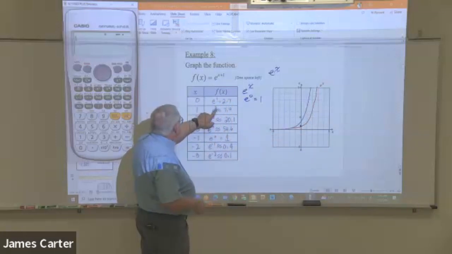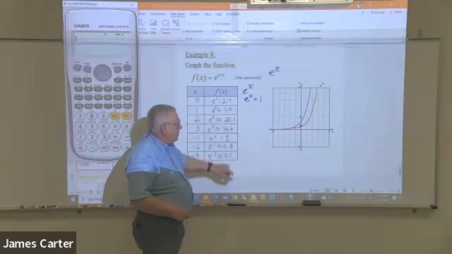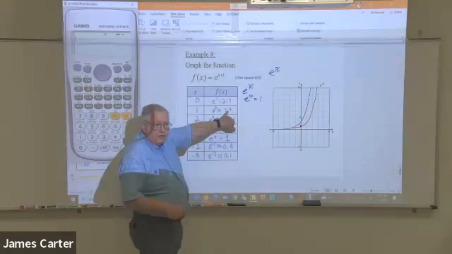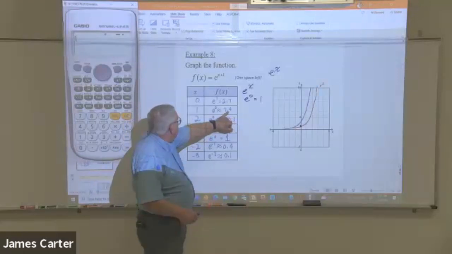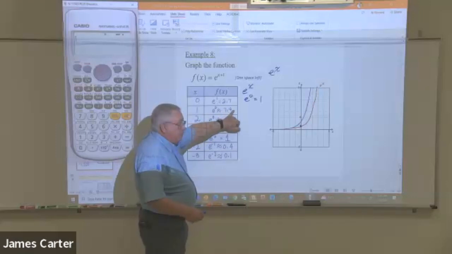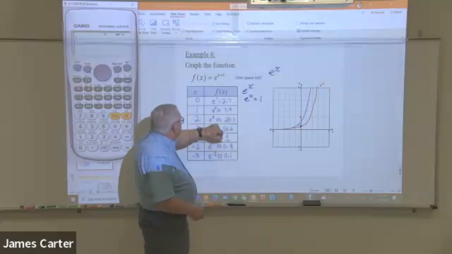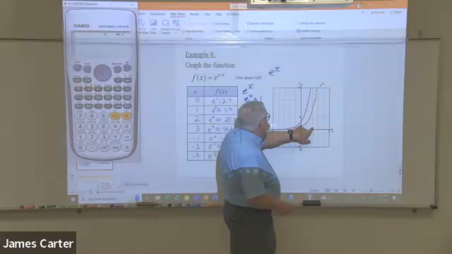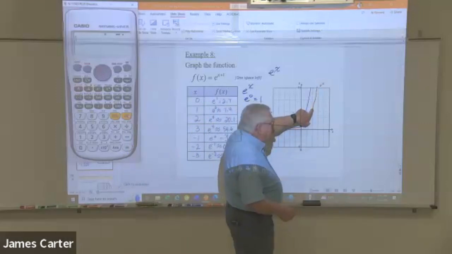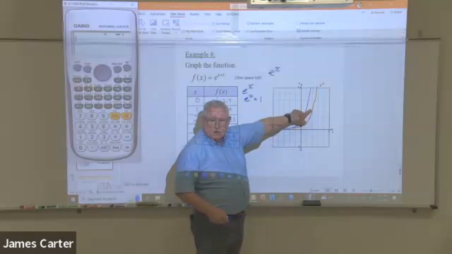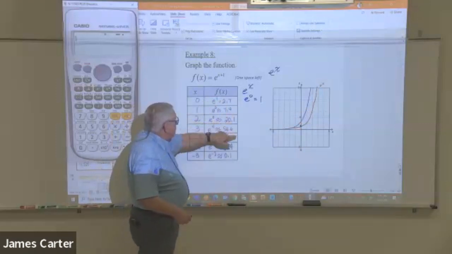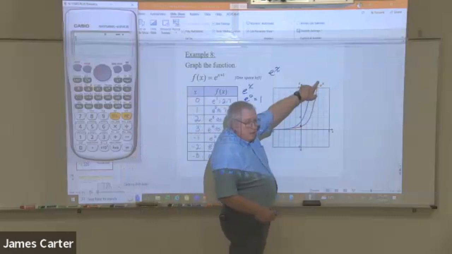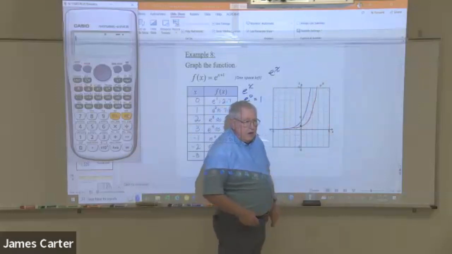Okay, then e to the second. Well, probably need the calculator there. We did that one a few minutes ago. It was 3.8 something. Excuse me, 7.4 something. And so if x is 2, then we're up here about 7.5, real close. And if x is 3, then we get this 20 way up here off my graph.